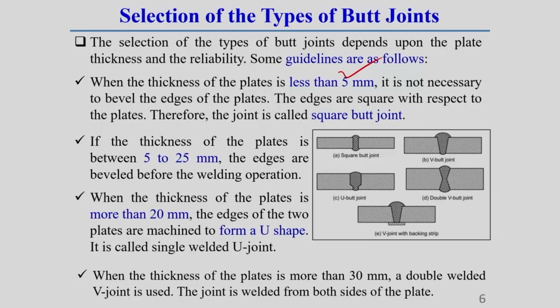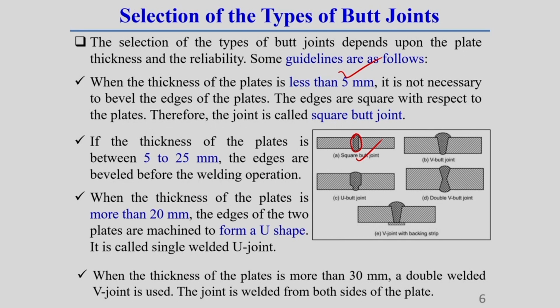In some design books you will find that when the plate thickness is less than 5 millimeter, then generally no edge preparation is required. So, in the first example, in figure A, I am showing that no edge preparation is required. That means here we are using a square edge preparation, and whatever welding we do here is generally called a square butt joint.